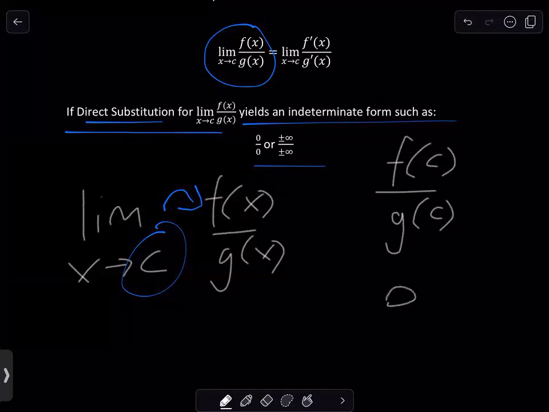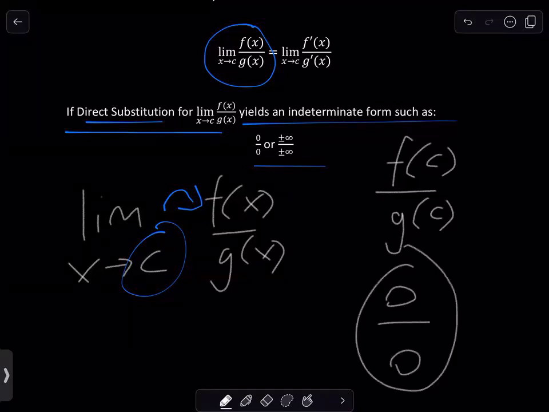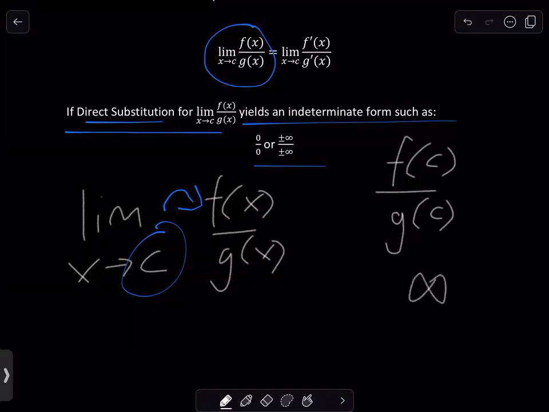If f of c is 0 and g of c is 0, that's an indeterminate form. Or you could get an instance where you have an infinity for f of c and an infinity for g of c. You could also have plus or minus signs on these, it doesn't really matter. You have infinity symbols in the numerator and the denominator. That's when you have an indeterminate form.